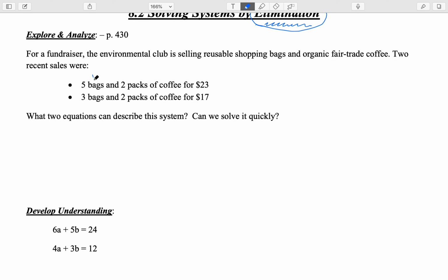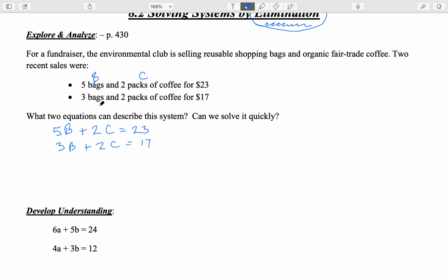I'm going to call B for bags and C for coffee, right? So I know that 5 bags plus 2 packs of coffee is going to equal $23, right? And I also know that 3 bags plus 2 coffees is equal to $17.